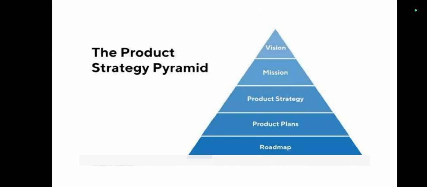Next one. So this is the product strategy pyramid. What is the vision of your product? What is the mission of your product? The vision is to give an affordable calculator to engineering students. The mission is to develop the calculator, a scientific calculator. Next, product strategy: what you are going to adopt. Then there will be product plans. Then finally you will do the roadmap.